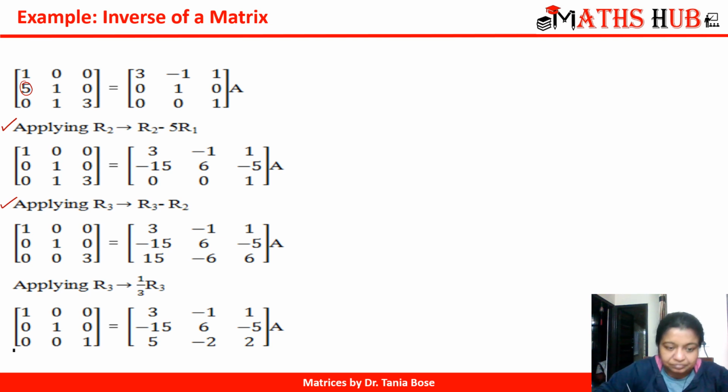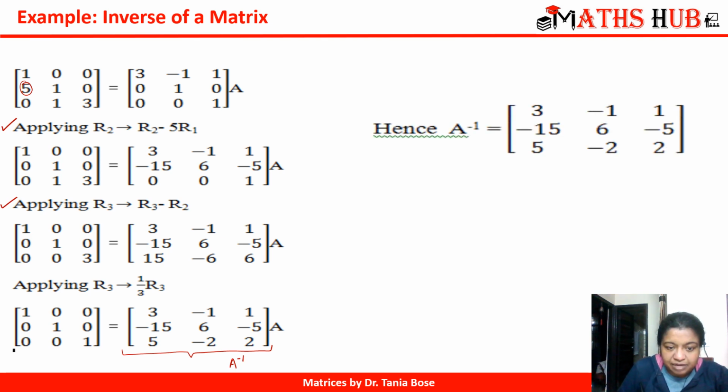Then we have to make the next leading element 1, so we can multiply this row by 1 by 3. When we multiply this row by 1 by 3, we get 1 here, and similarly these elements get reduced by 1 by 3. So we get 5, -2, 1, 2. Can you see that on the left hand side, we have got an identity matrix? So the matrix obtained here acts as the inverse of the matrix A. So A inverse turns out to be 3, -1, 1, -15, 6, -5, 5, -2, 1, right?